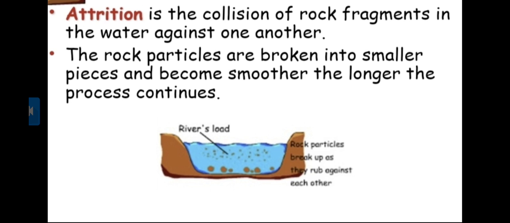Attrition. Now, attrition also we have done. It is when rocks and pebbles bump into each other and break up into smaller fragments. During transit, means during movement from one place to another, materials reduce in size. Rock particles become more rounded. This is the collision of rock fragments in the water against one another. The rock particles are broken into smaller pieces and become smoother the longer the process continues.